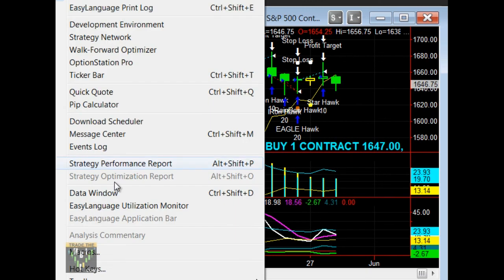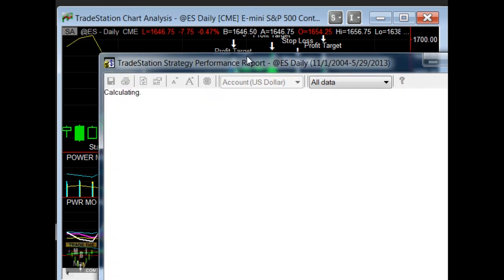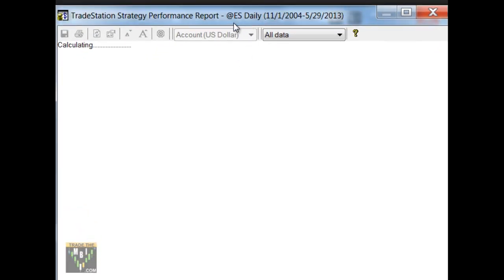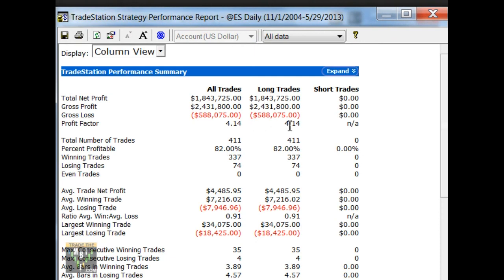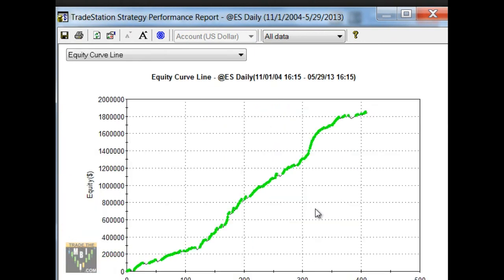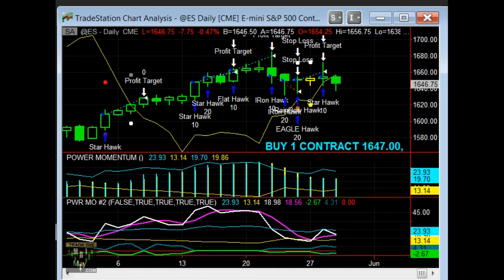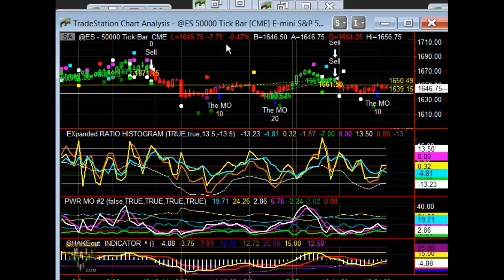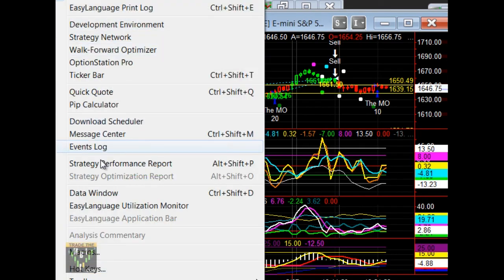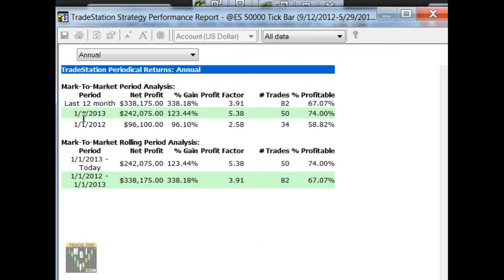And for those that wonder, we can always take a look at the performance report to see how we're doing. Since 2005, there you go, 4.14, 82%. There's our equity curve, and for the year on 10 contracts, just trading this way. So not bad. Now, for those that are a little more active and have the indicators, you're trading the Power Mo 2 Opus 2, and the 50K bought a little upside down on that, and the 50K is doing excellent for the start of the year.